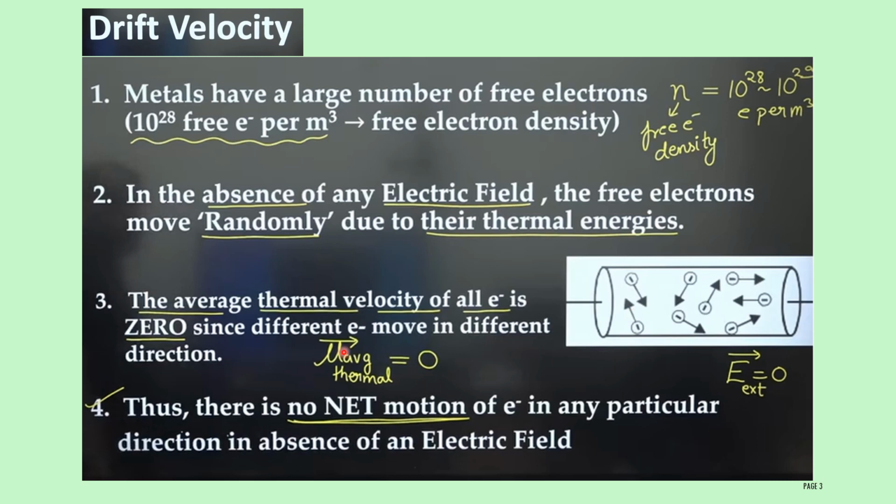Therefore, the average thermal velocity will be 0. Thus, there is no net motion of an electron in any particular direction in the absence of an electric field. In the absence of an electric field, the electrons move in all directions. They will not follow one particular direction. Therefore, there is no net motion of an electron.